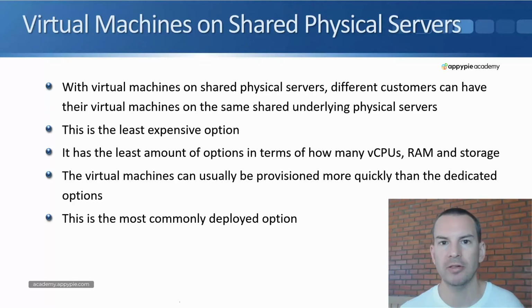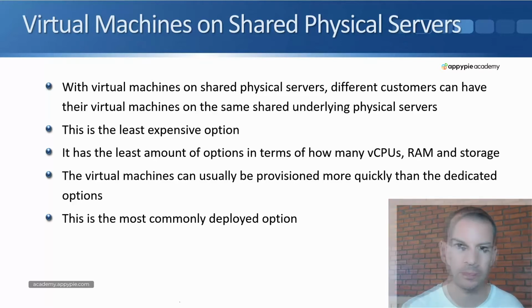Typically, it's going to have the least amount of options in terms of how many vCPUs, RAM, and storage settings are available for the virtual machine out of the 3 possible flavors. The virtual machines can usually be provisioned more quickly than the dedicated options. These can usually be provisioned very quickly, typically in less than 15 minutes. And because it's the least expensive option, this is also the most commonly deployed option of the 3.